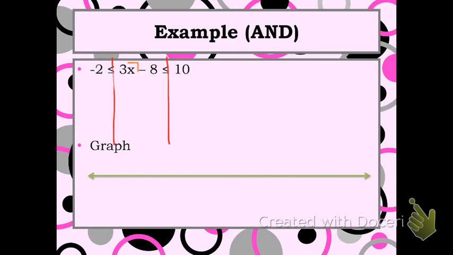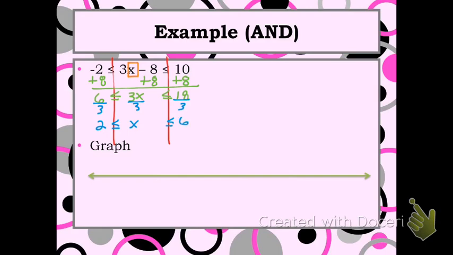So we're still trying to get this x value by itself, which means we'll still need to add 8, because that's the inverse of subtracting 8. The only difference is instead of adding 8 to 2 sides of an inequality, we're adding it to 3 sections of this compound inequality. That will end up giving us 6 is less than or equal to 3x is less than or equal to 18. Next, the inverse of multiplying by 3 is dividing by 3, so we'll divide all 3 parts by 3, and that will leave us with 2 is less than or equal to x is less than or equal to 6.